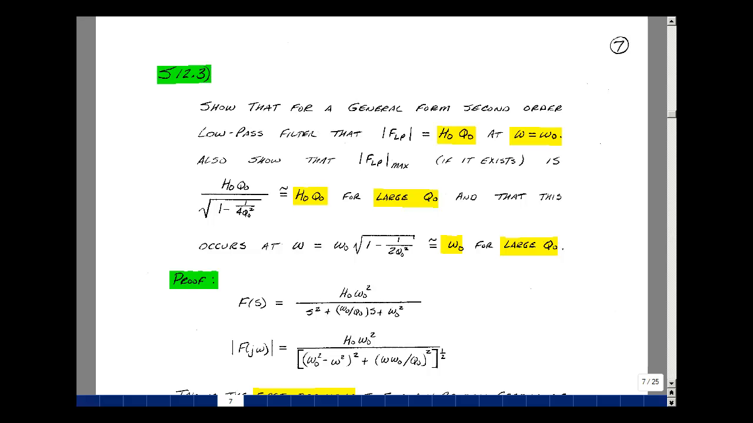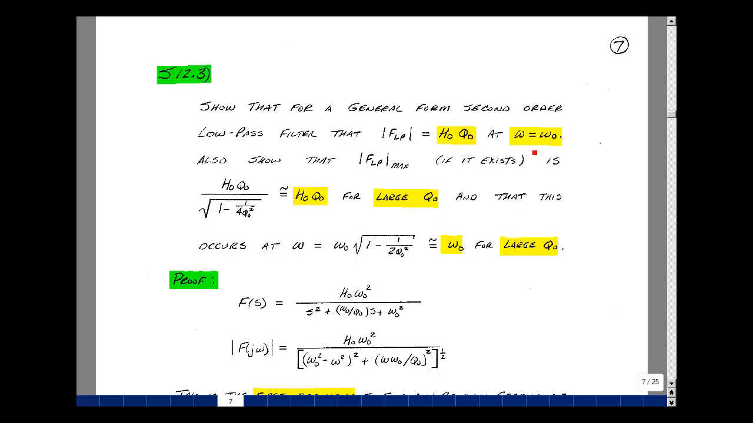This lesson deals with Supplemental Problem 12.3. You can find this problem in the ECE202 ebook in the Chapter 12 Supplemental Problems, starting on page 7. Can you show for the general form of a second-order low-pass filter that the magnitude is equal to H0 Q0 when omega equals omega naught?